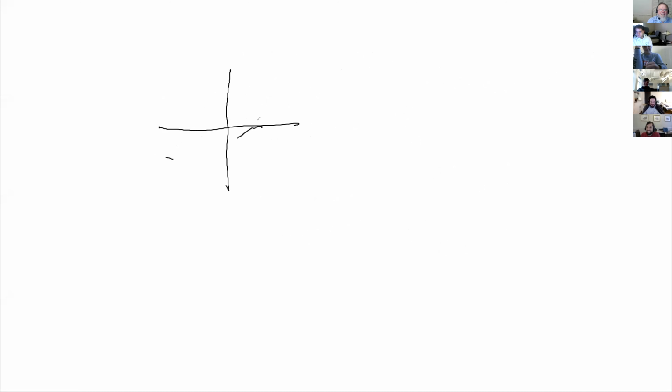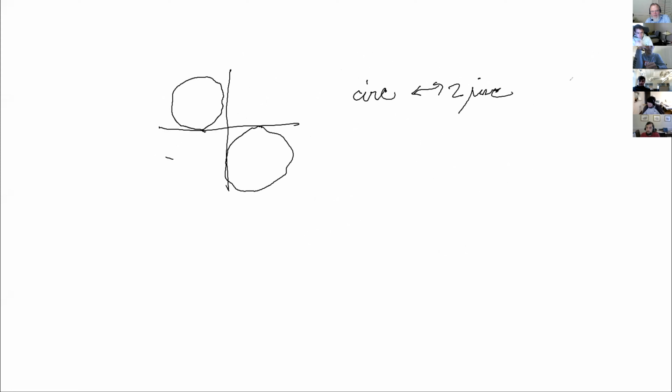Let's see. Was it in this quadrant and this quadrant? Is that right? Yes. Okay. So we know that one of these circles transforms to a two jink row, right? I don't know what I just wrote out. I have no idea what that is. I feel like a medical doctor writing a prescription here.